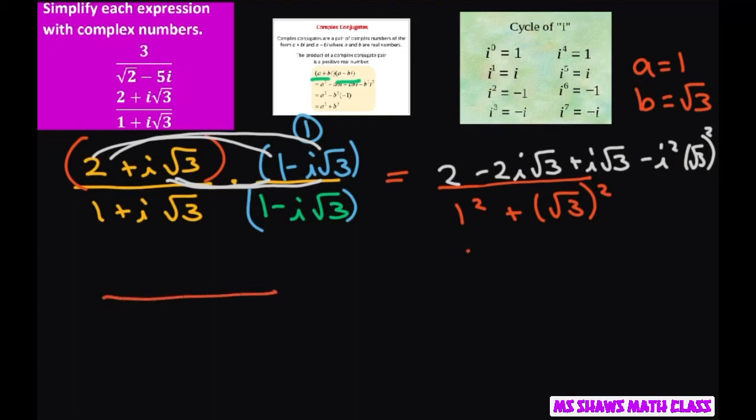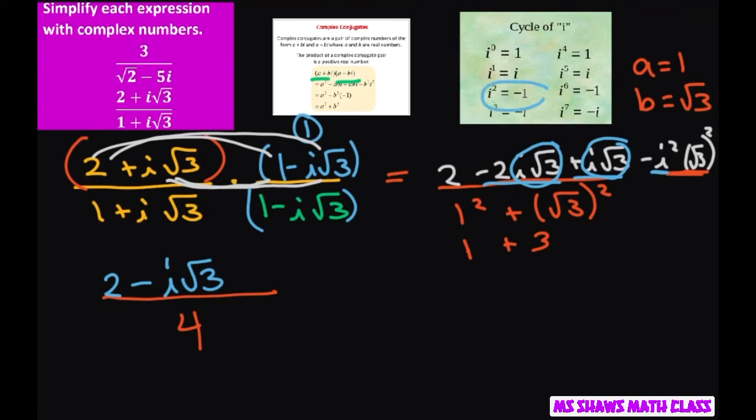All right, let's simplify all of this. The denominator is just going to be 1 plus 3. So that's going to be 4. Now, let's fix this part and this part. So we have 2, then we have minus 2i square root of 3 plus 1. So that's still minus 1 of those. So minus i square root of 3. So these are like terms. Now, the i squared is -1. So we have minus and negative, so that's going to be plus. And the square of the square root of 3 is just 3.